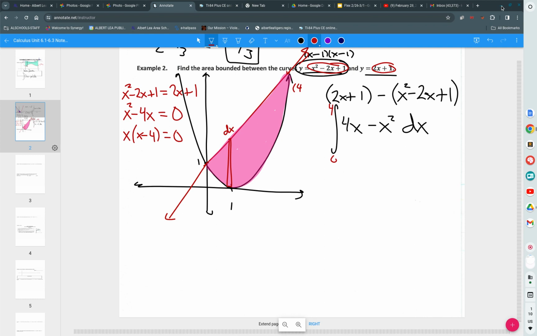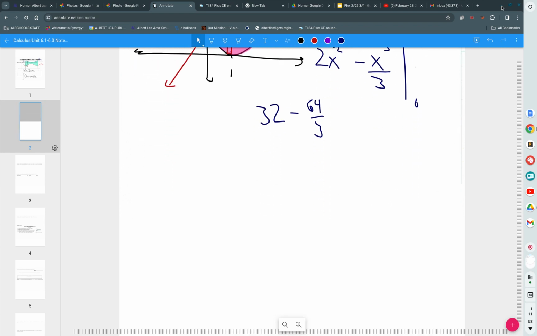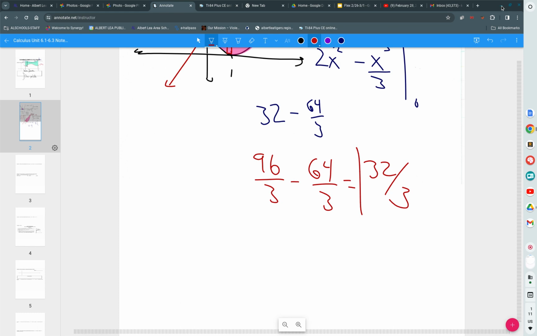Antiderivative of 4x. 2x squared. Antiderivative of x squared? x cubed over 3. I plug the 4 in and I get 16 times 2 is 32. And then I get 64 thirds. I will create common denominators. I have 96 thirds minus 64 thirds, and that produces 32 thirds, which is my answer.